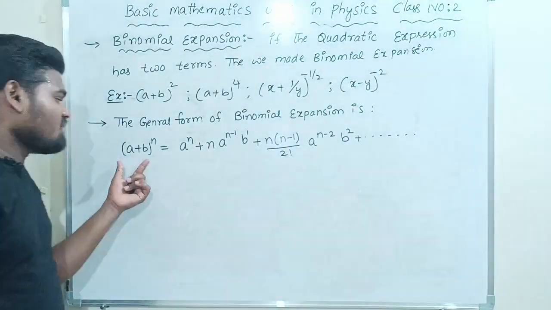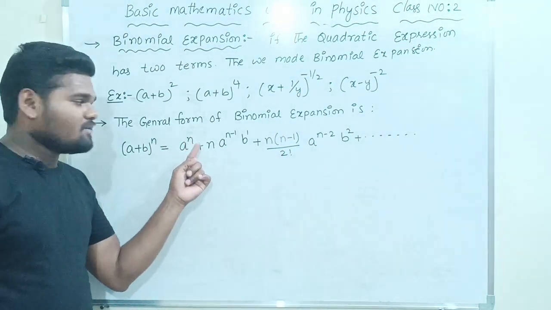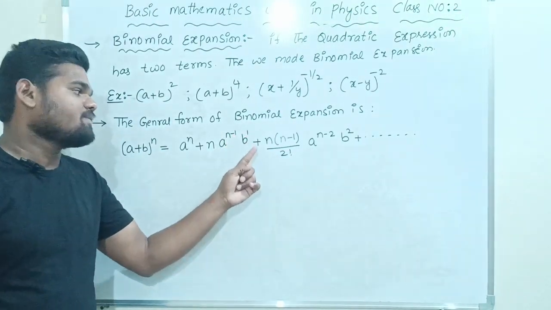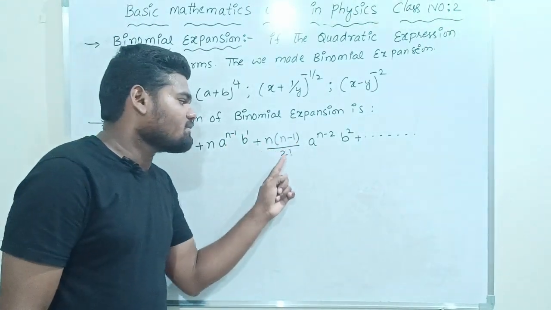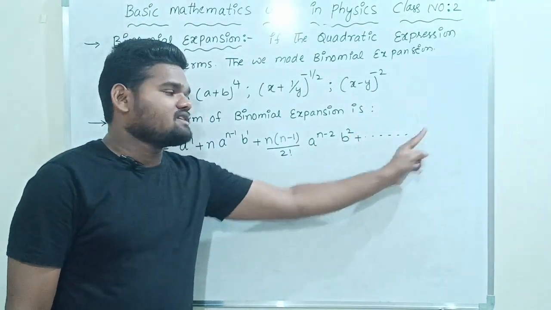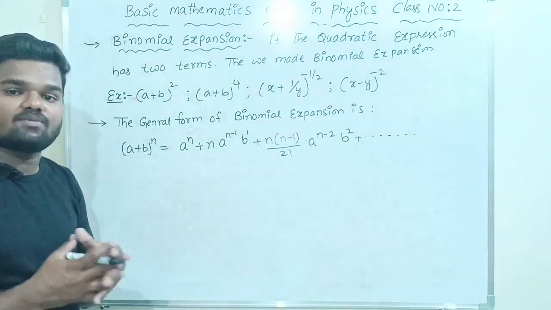So what is that? A plus b whole to the power of n is equal to a to the power of n plus n into a to the power of n minus 1 into b to the power of 1 plus n into n minus 1 by 2 factorial into a to the power of n minus 2 into b square plus and so on. So this is the general form of binomial expansion.